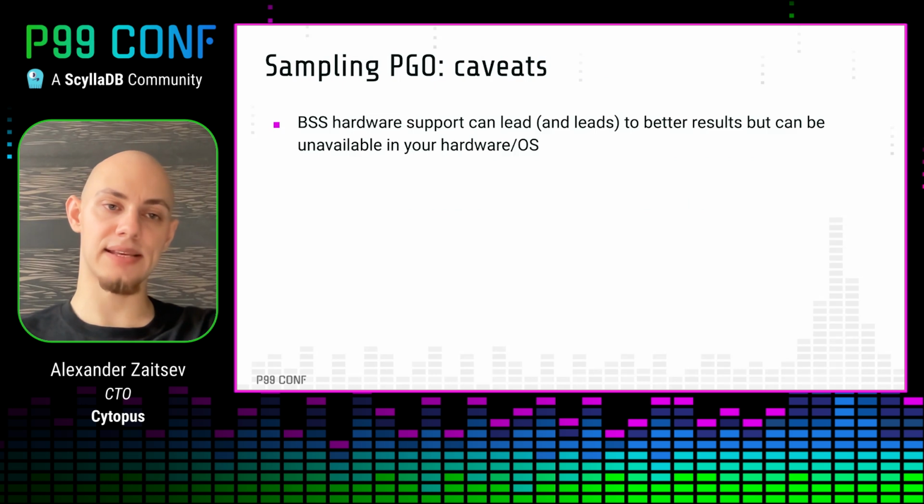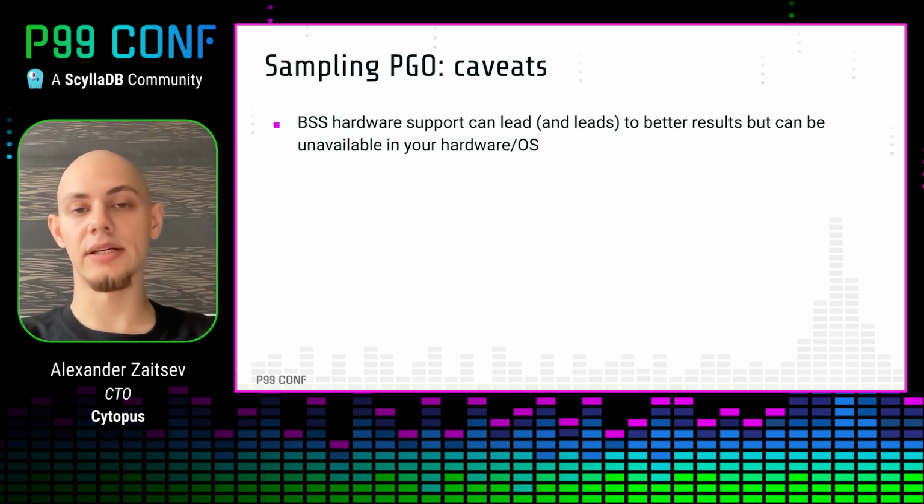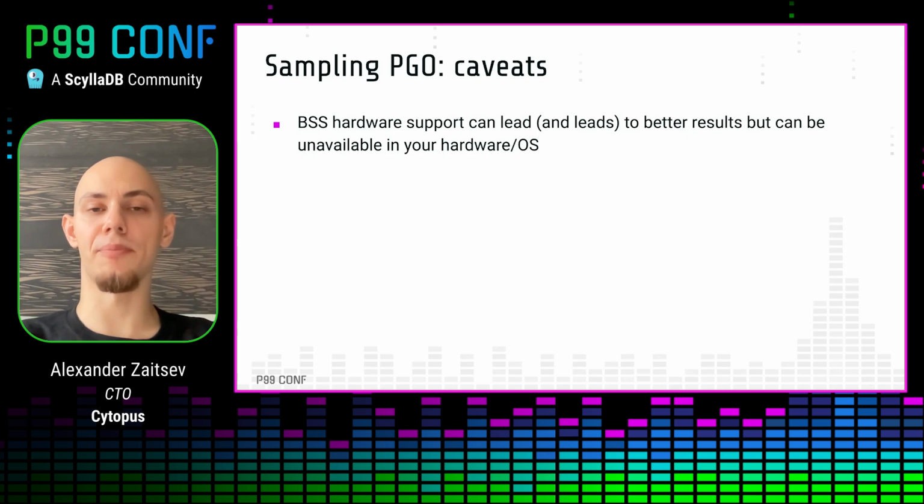Unfortunately, sampling PGO also has caveats. The first one is called branch stack sampling. This is a hardware feature that helps your profiler gather more precise profiles from your application. Unfortunately, this feature can be unavailable in different combinations of hardware and software. For example, for Intel CPUs, this feature was implemented more than 10 years ago, and nearly at the same time was upstreamed to the Linux kernel. For AMD CPUs, this feature is called branch sampling and was introduced only since Zen 3 for EPYC and since Zen 4 for all AMD CPUs, and was upstreamed only last year, I guess, to the Linux kernel.